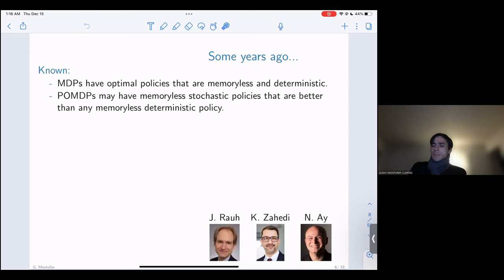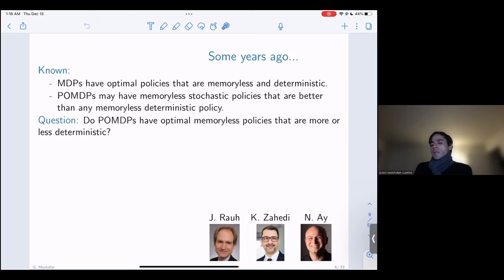Now the natural question that arose here is: do these partially observable MDPs have optimal memoryless policies that are more or less deterministic? In the case where we get to observe the entire state, we get to choose actions deterministically. Is there a sort of transition, so that when we more or less know the state, we can also choose the actions more or less deterministically?